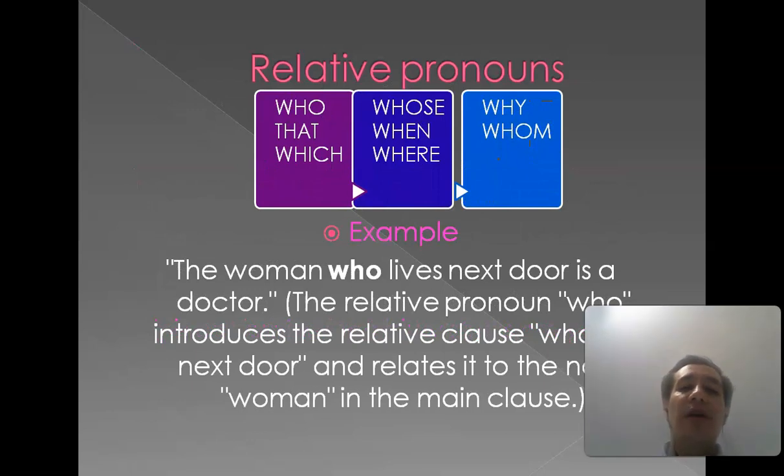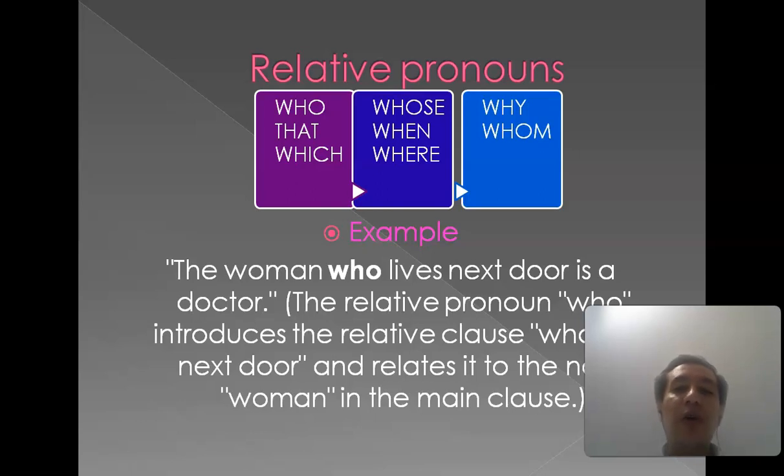Now we have the relative pronouns. Here we can see who, that, which, whose, when, where, why, and whom. We are going to start with who and that, which are used to identify a person, and also that and which are used to identify a thing or idea. As an example, we have: he has a country house which he bought last year.